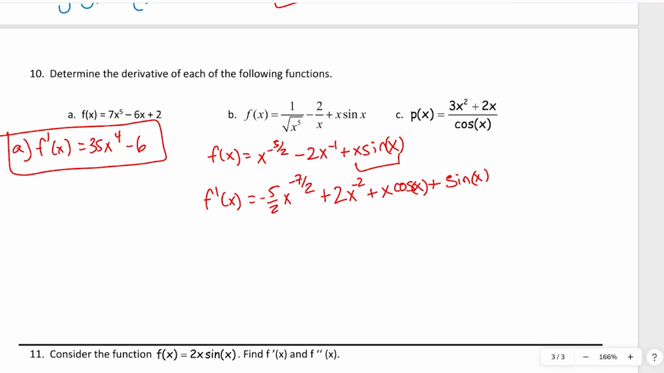Getting kind of sloppy with my parentheses there. All right, yeah, there you go. That's it. That's all there is to it. You don't have to simplify it any further.